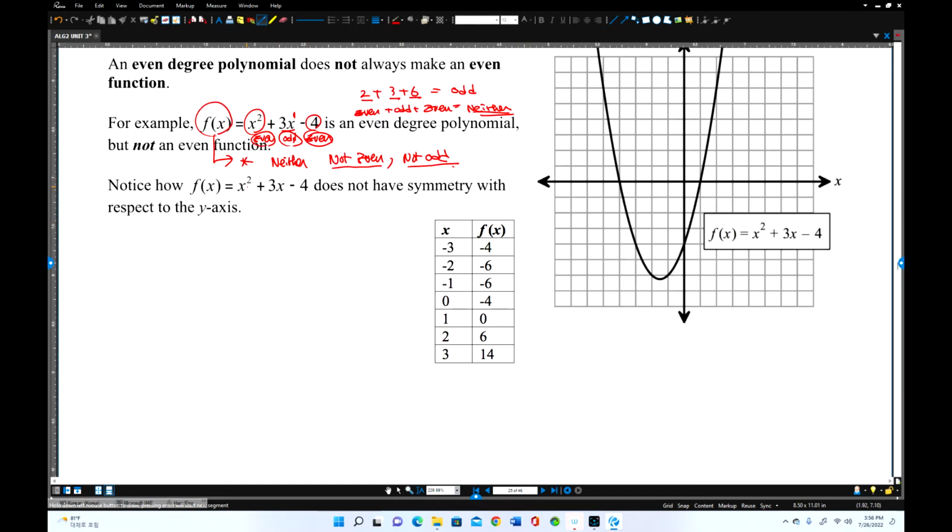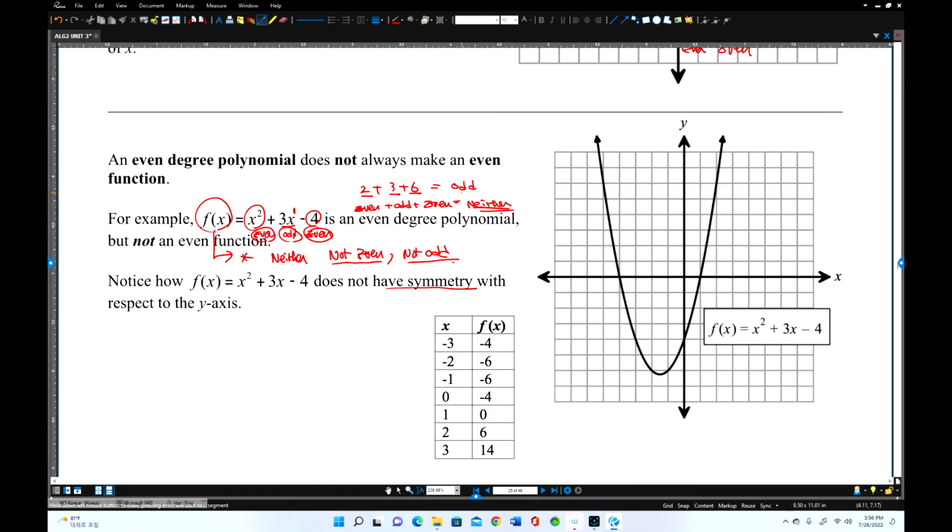So if we have a mix of even and odd, there is no symmetry in the y-axis. When you take a look at the graph of this one, it was over here. If we don't have this term, just x squared minus 4 over here, there is exactly symmetry in the y-axis. But when you add the odd-exponent term, it moves to the left and a little down. There is no longer symmetry in the y-axis. That is neither.